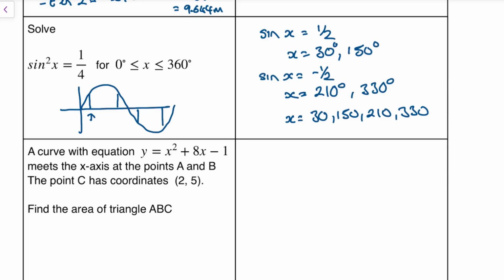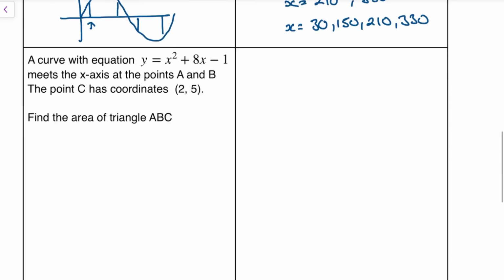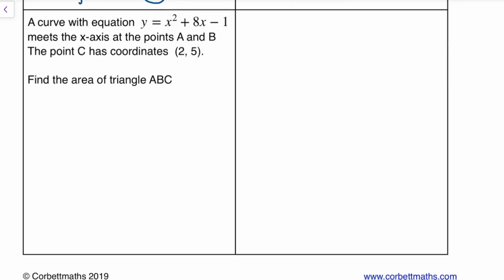Nice question again. Checking sort of about square roots, positive and negative, gives you 4 answers. Good question. Final question today. A curve with equation x squared, so it's a parabola, and actually you can't factorize this, so this can be an interesting one. Meets the x-axis at A and B, the points here, as coordinates finally.